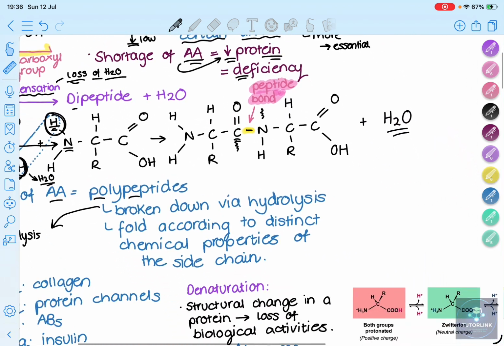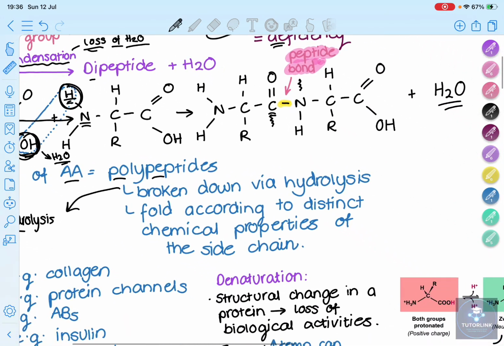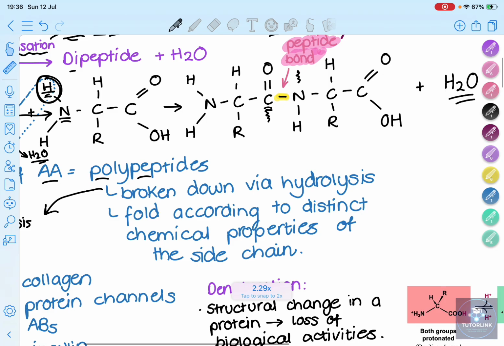Now, like I had said before, the variable side group, this R group over here, is what gives the amino acid its specific properties, like its specific chemical properties. So, for example, non-polar or polar, charged, etc. So when the polypeptide is folding, it's going to fold according to these distinct chemical properties of the side chain. And as a result, we can get a lot of various types of proteins.